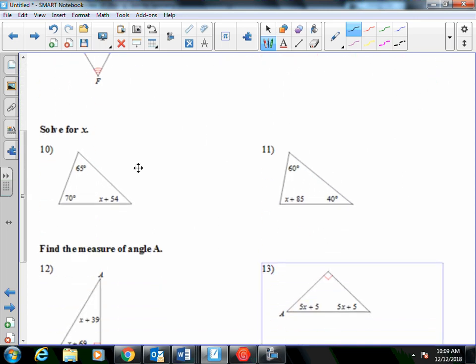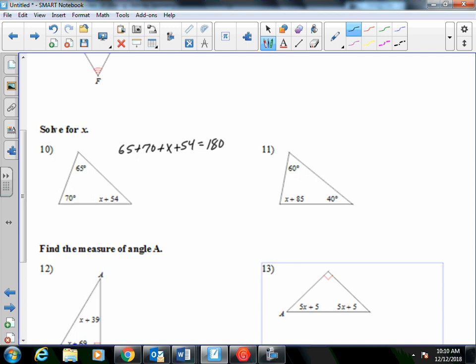Number 10, we're solving for x. They gave us 2 angles and then an angle that has an x in it. Following the rule that the sum of all the angles in a triangle is 180 degrees, all 3 angles added together in both of these triangles should equal 180 degrees. So that's going to give me 65 plus 70 plus x plus 54. That's all the angles added together. They have to equal 180.